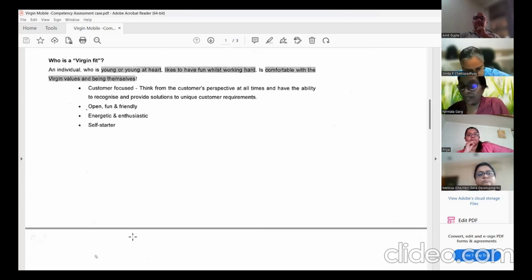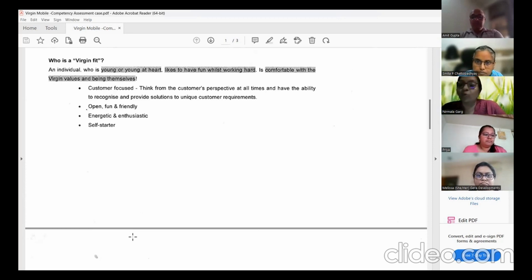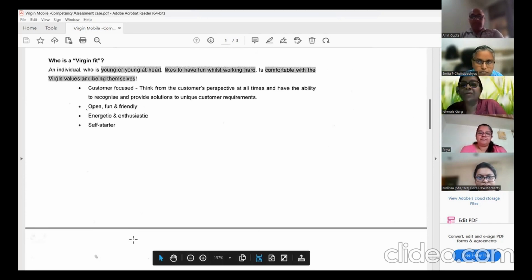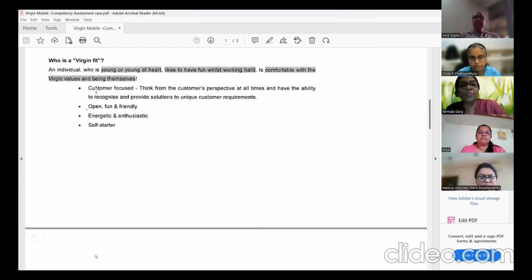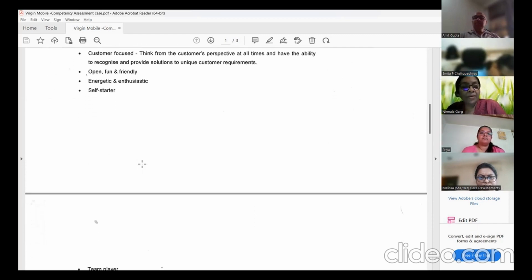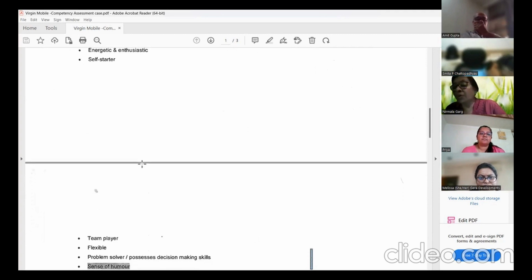Please create an assessment matrix. If you needed to assess these 5 competencies, what are some of those simulation exercises or tests you would give? Already you have a list of that, which Vilma has shared, and Vilma will quickly break you into 2 groups. You can use an Excel sheet, just the way I showed you a framework. I can show it to you again. You want to make a note of those 5 competencies: customer focus, open, fun, friendly, energetic, enthusiastic, team player, problem solver. Okay.